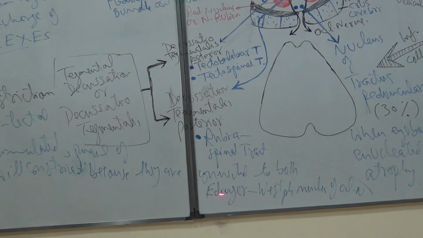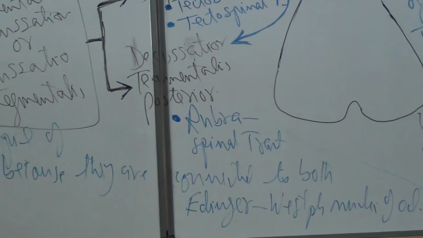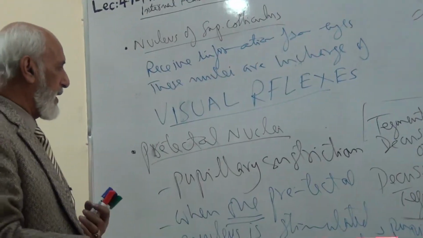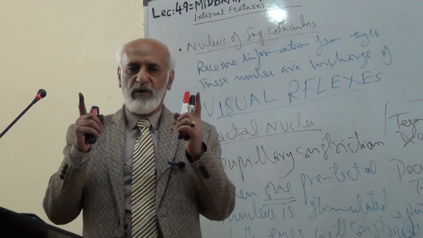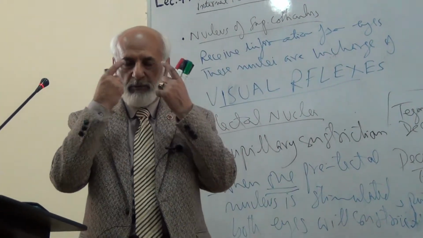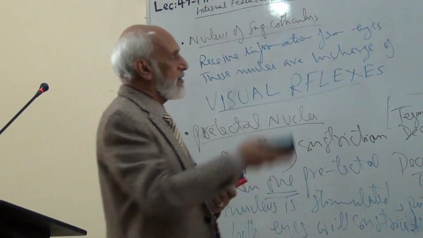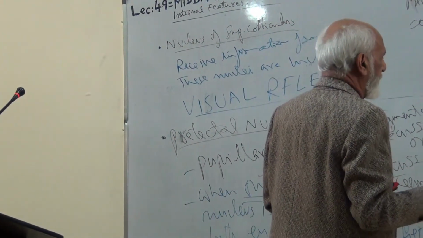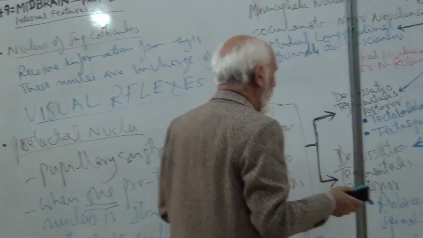In response to parasympathetic stimulation, the pupil will constrict. And you know, in response to sympathetic stimulation, the pupil will dilate. So because the pretectal nucleus is connected to the Edinger-Westphal nuclei of both sides, the pupils of both eyes will constrict. These nuclei we will discuss later on in detail, the tectal nuclei, which are the superior and inferior colliculi and the pretectal nuclei.